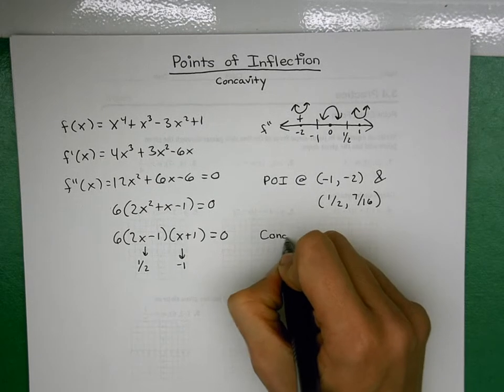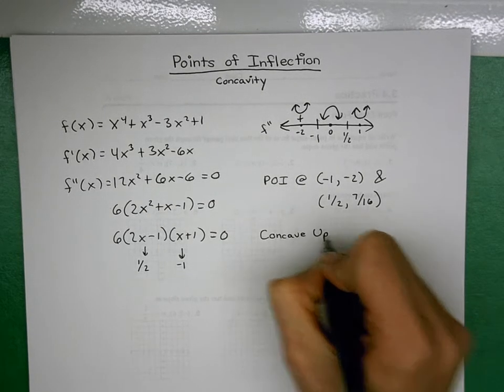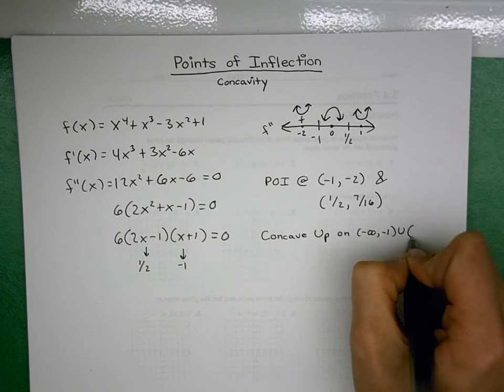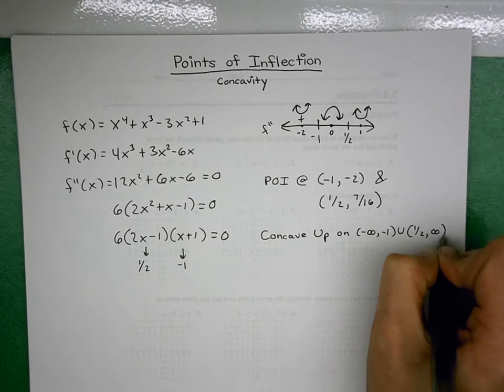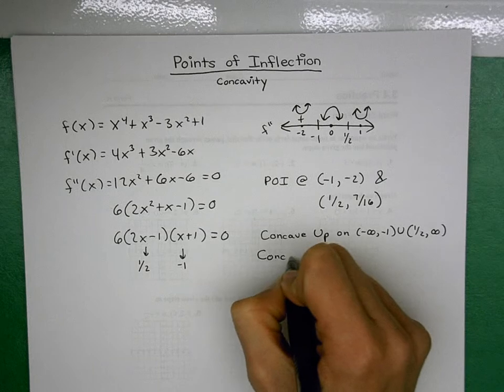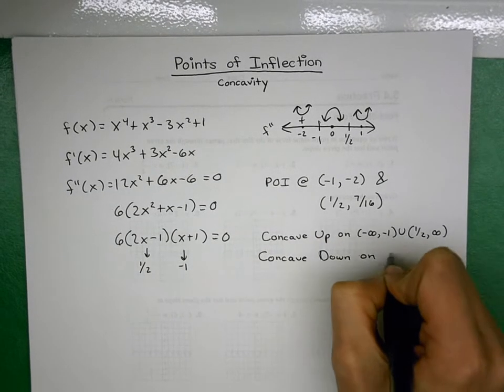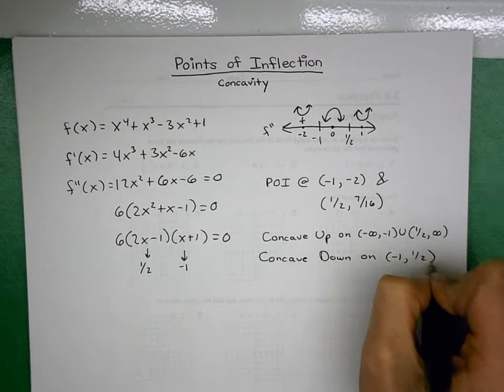I also could say where I'm concave up, which would be on -infinity to -1 and 1/2 to infinity. And I'm concave down on -1 to 1/2.